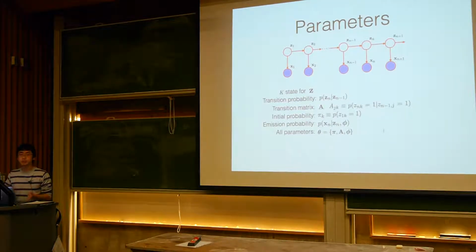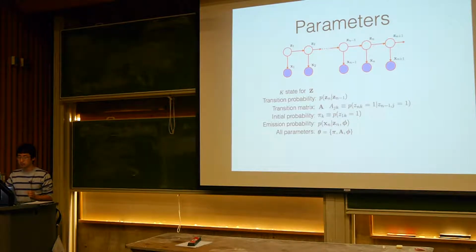Before doing that, we have to introduce some parameters. We assume that there are k states for the hidden variable. We assume that the hidden variable is discrete, which means that it can be in any one of the k states. Because this is a Markov chain, we have to introduce the transition probability, which we denote by p(zn given zn-1). The transition probability is given by this transition matrix, which fully characterizes the Markov chain. Every entry in the transition matrix, ajk, means the probability of transition from state j to state k. And this is what the whole transition matrix means.